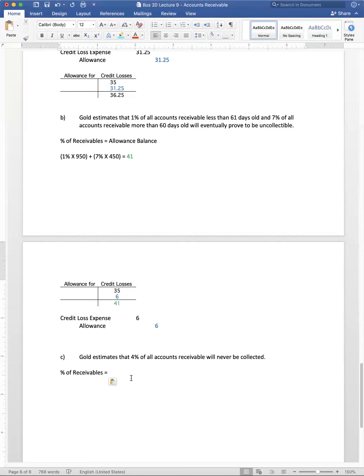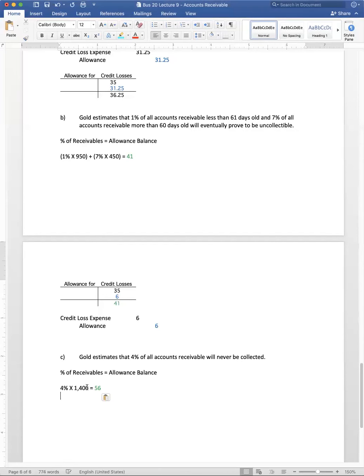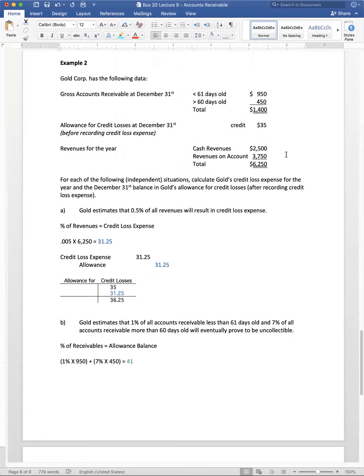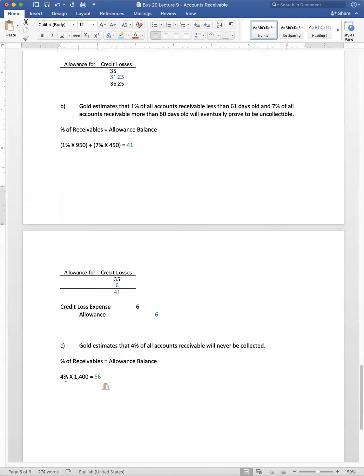And what does that percentage of receivables calculate? Well, receivables are on the balance sheet, so it calculates something else on the balance sheet, which is the allowance balance. Okay. So let's do the math. We have 4%, right, of all accounts receivable. And all accounts receivable in the question are $1,400. So we have 4% of $1,400, which is $56.